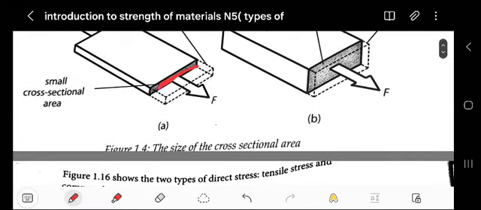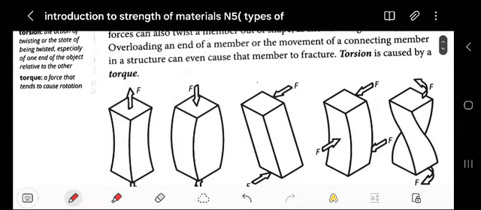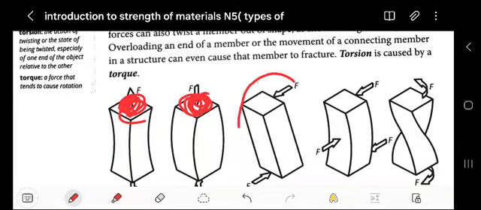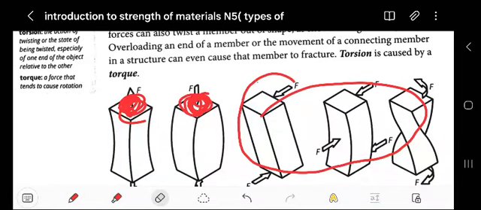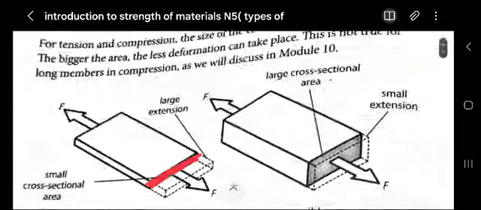Fine. These two types, and then remember, these are direct. It's applied directly on the section. You must understand these are direct. Let me come here and tell you this again. These are direct, applied exactly on the cross section. These are not indirect. They are not applied off the cross section. The cross section is here. As you can see, this is the cross section. So these are direct forces applied on the section.